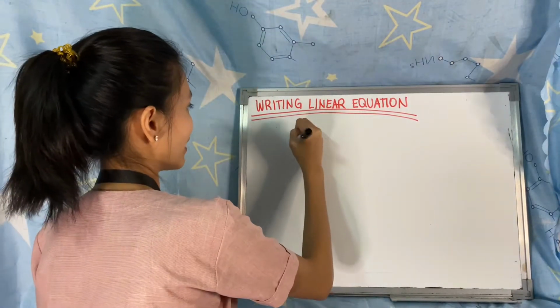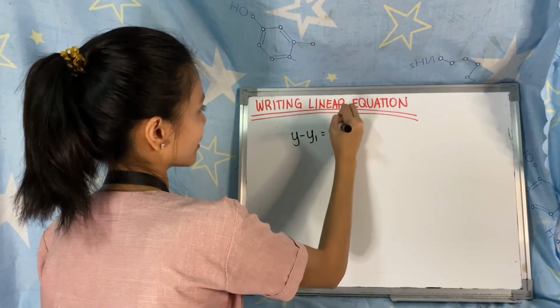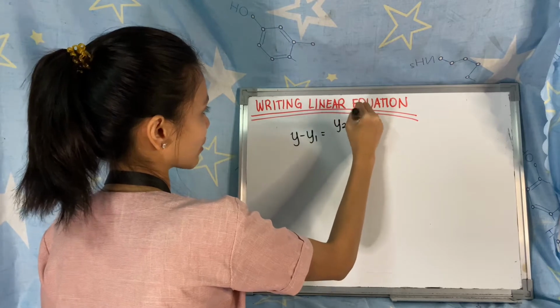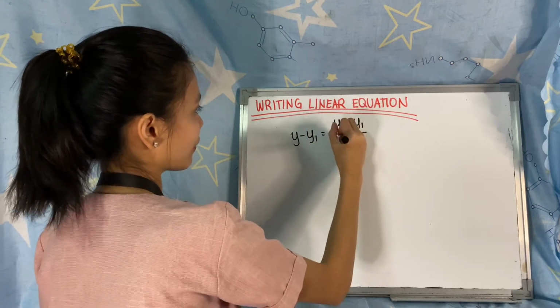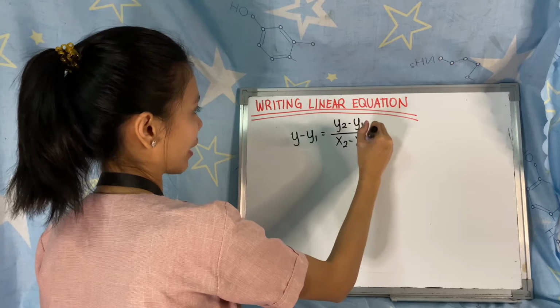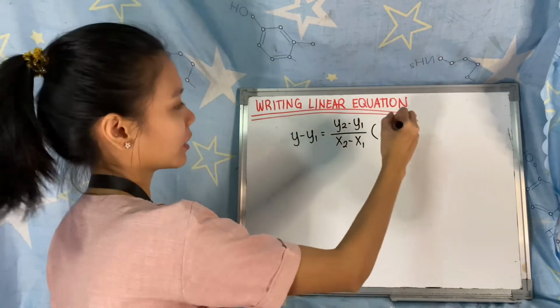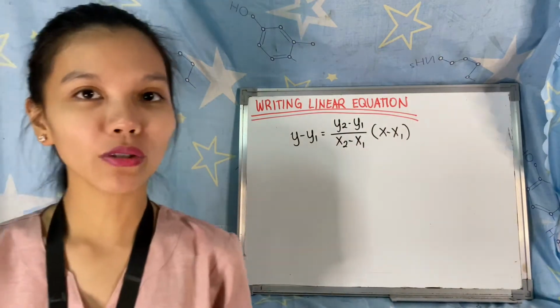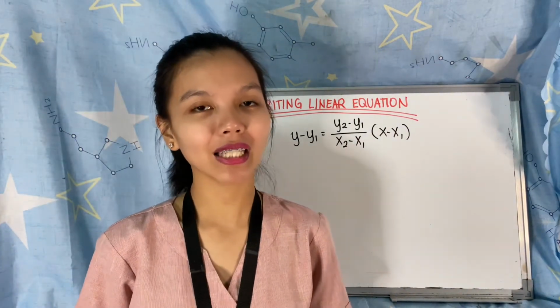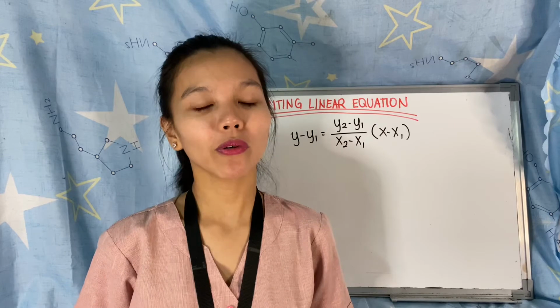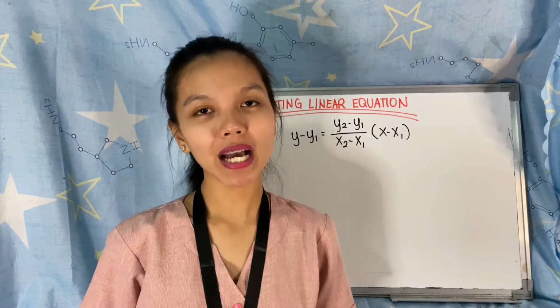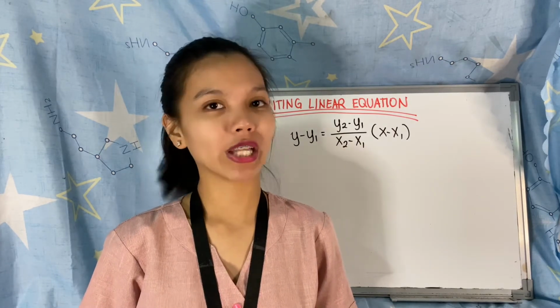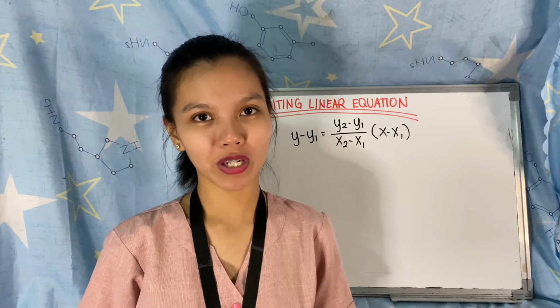We have y minus y sub 1 is equal to y sub 2 minus y sub 1 all over x sub 2 minus x sub 1 multiplied by the quantity x minus x sub 1. So, yan yung gagamitin nating formula sa ating tinatawag na 2-point form. So, yan ay gagamitin lang kapag ang given natin ay 2 points, meaning we have 2 ordered pairs.